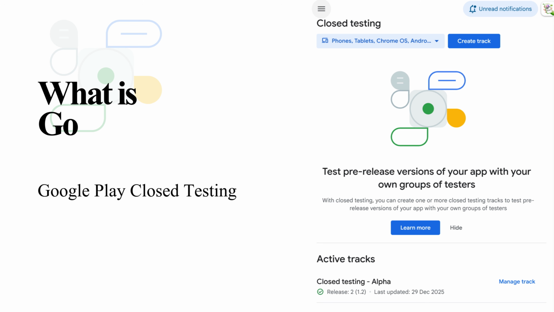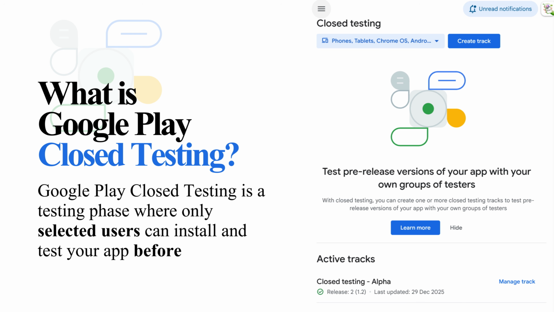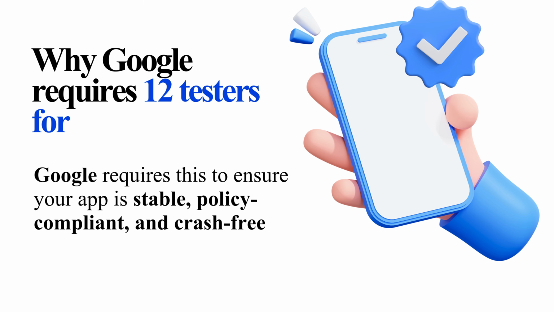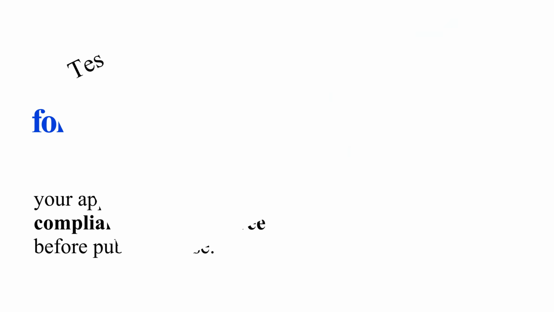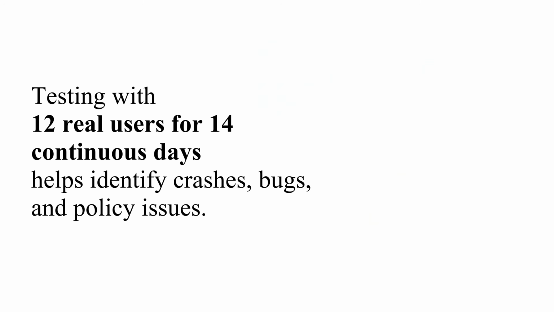Google Play closed testing is a testing stage. Only selected users can install and test your app before it is released to the public. Google requires at least 12 testers to test the app for 14 continuous days. This helps Google make sure the app is stable and safe before releasing it to everyone.